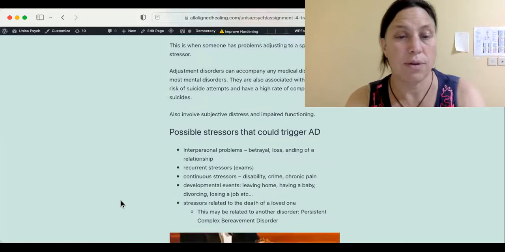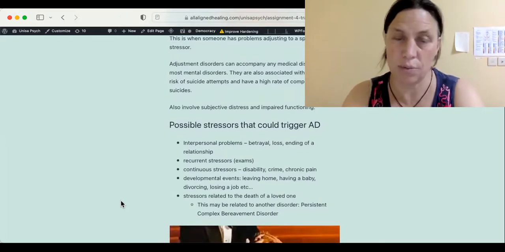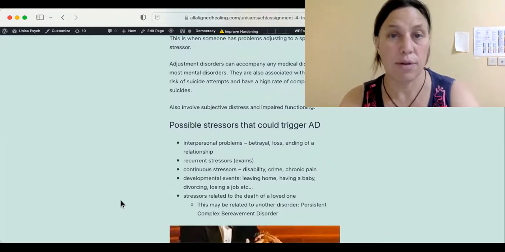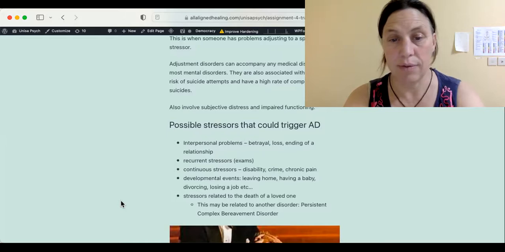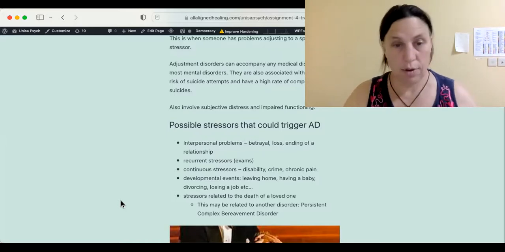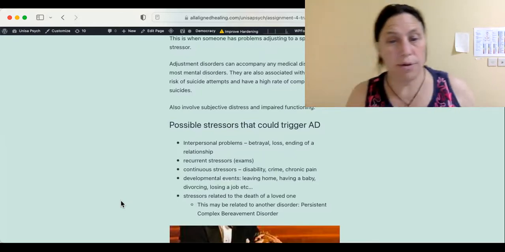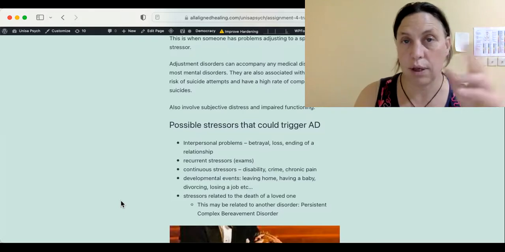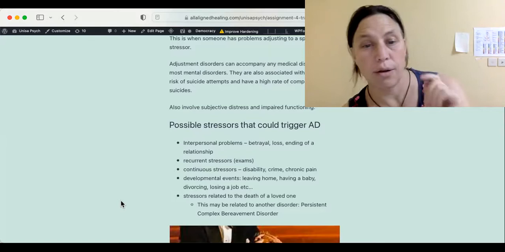Possible stresses: interpersonal problems, betrayal, loss, ending of a relationship. Recurrent stresses such as exams and assignments, continuous stresses, disability, crime, chronic pain. Developmental events, leaving home, having a baby, divorcing, losing a job, etc. Okay, also stresses related to the death of a loved one. There's an alternative disorder category that it could fall into, which would be persistent complex bereavement disorder.